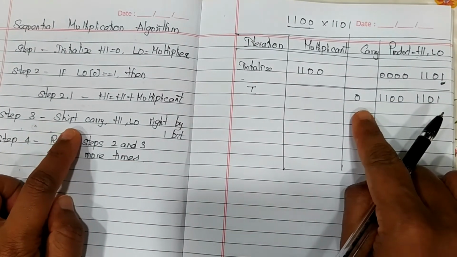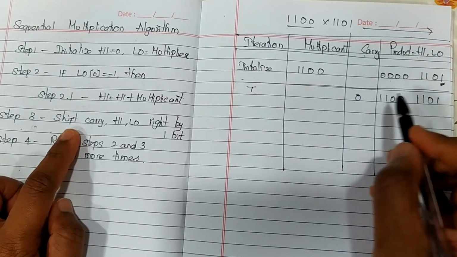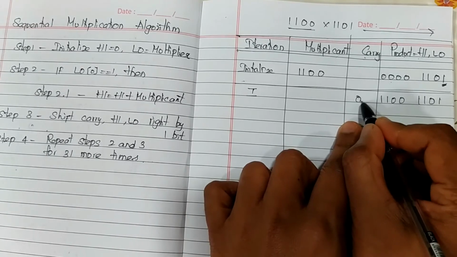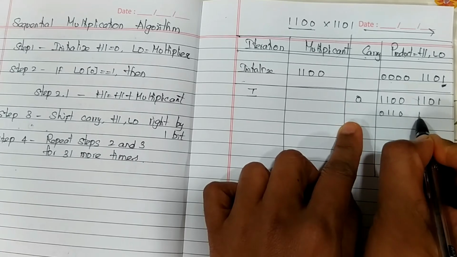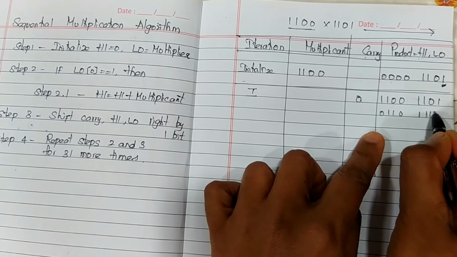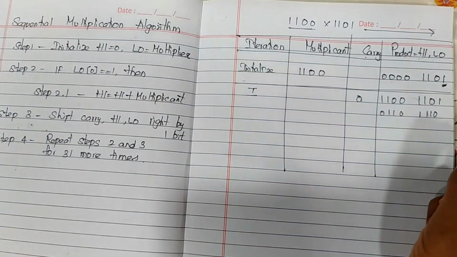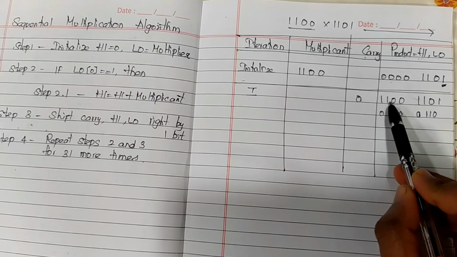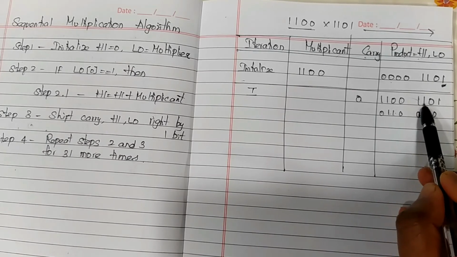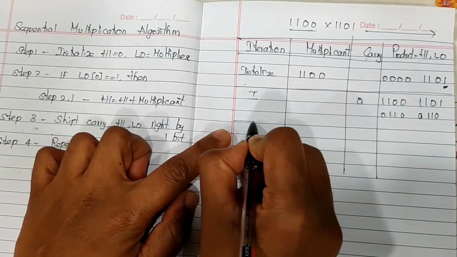Now step 3 says shift carry and the high and the low to the right side by 1 bit. So you will be shifting this to the right side. So this 0 comes here, 1, 1, 0 here, and this 0 goes here. Sorry, this is 0. Here 1, 1, 0. This 0 comes here. This one is gone already. This is a 0. Okay then. Now iteration 1 is over.